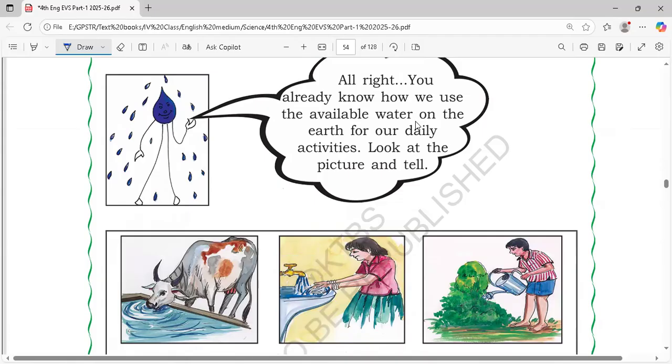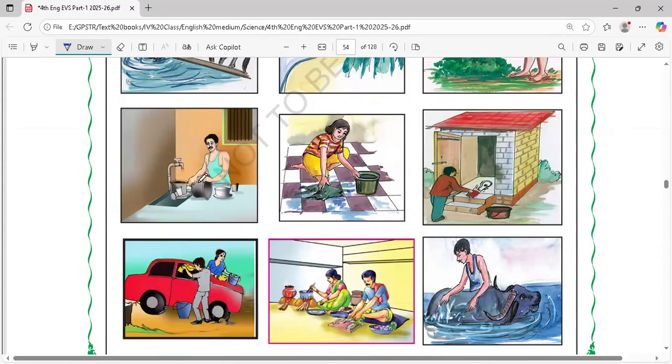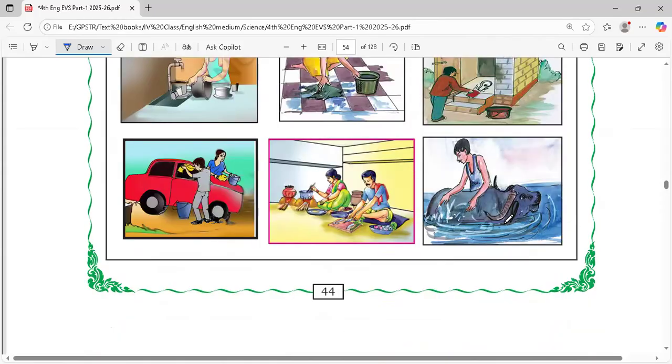You already know how we use available water on earth for our daily activities. Look at the picture and tell. See, some animal drinking water, washing hands, pouring water to plants, washing cooking utensils, washing ground, toilet cleaning, car washing, cooking, bathing animals.